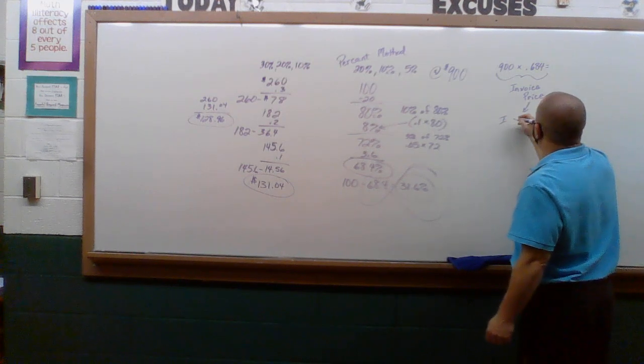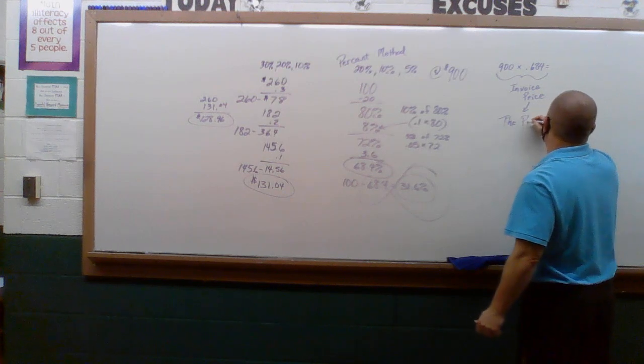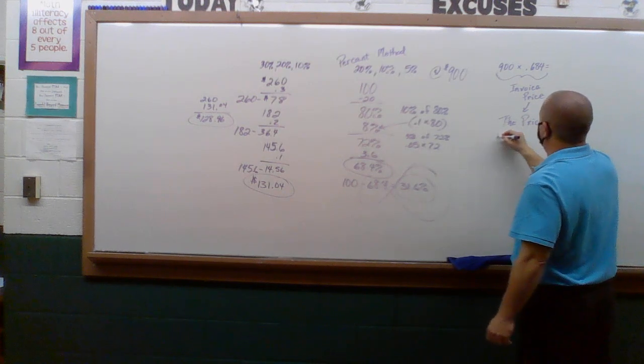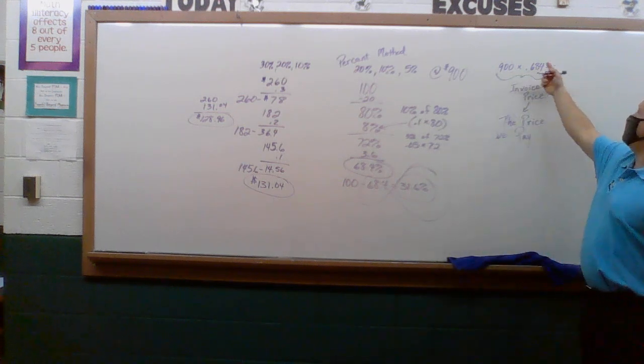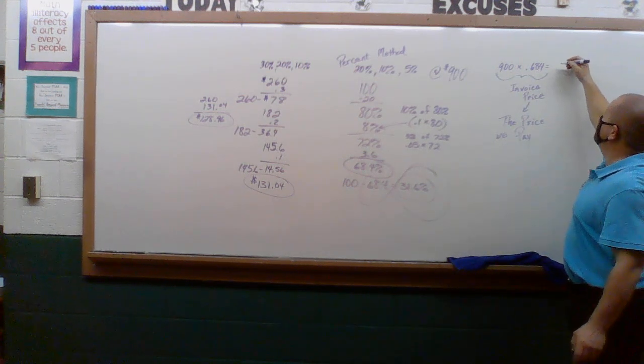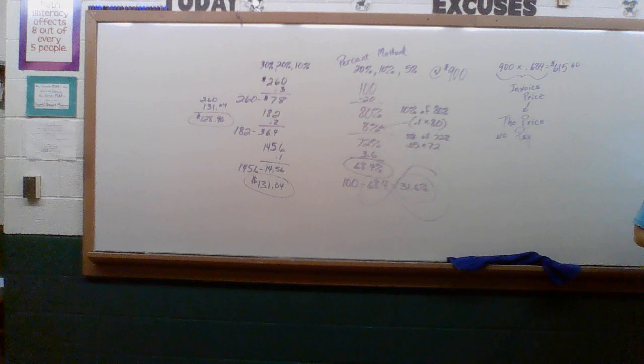And the invoice price again is the price we pay. So, did somebody punch in 900 times 0.684? 615.6. Okay. So how much discount did I get?